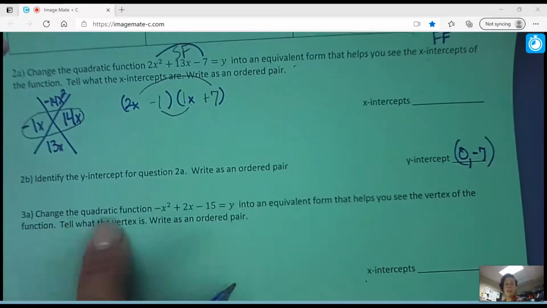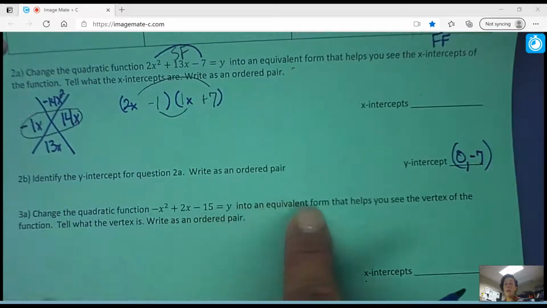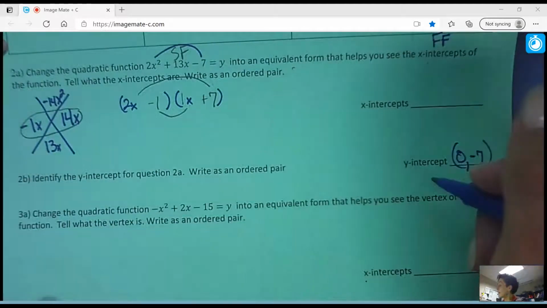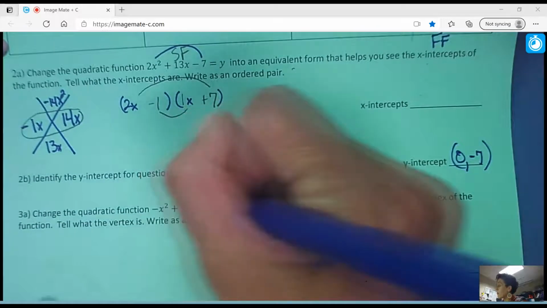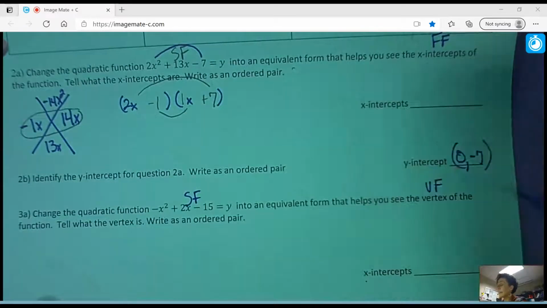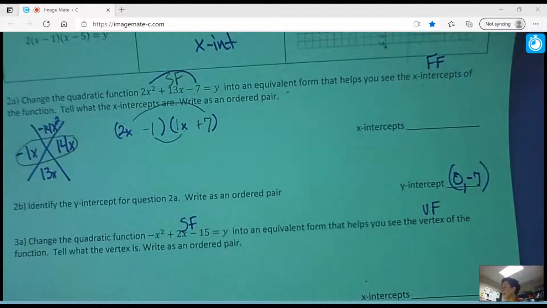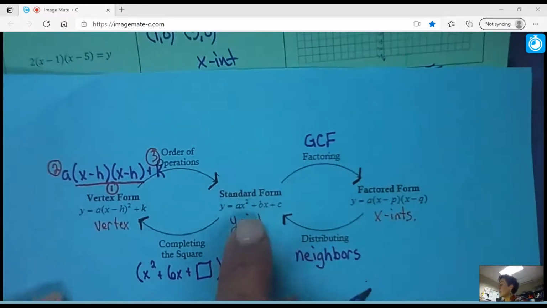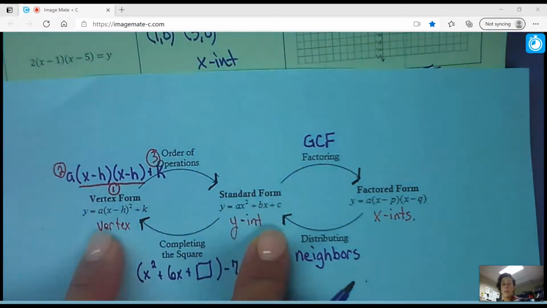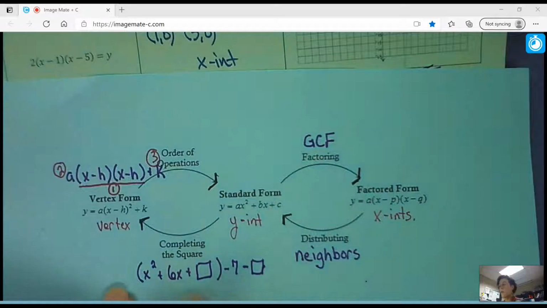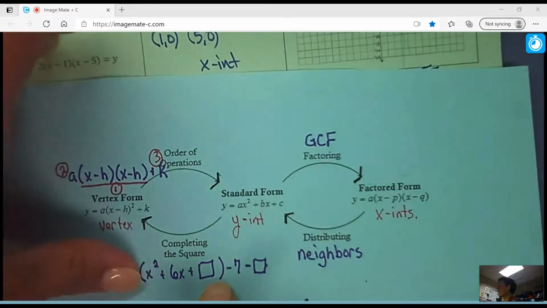This time we're going to change the quadratic function into an equivalent form that helps us see the vertex. So while we're starting in standard form here, to see the vertex, we'll need to get it into vertex form. And then we're going to tell what the vertex is, and we're going to write it as an ordered pair. So if I start with standard form, to get to vertex form, we're going to have this process of completing the square. So this is kind of an overall general look of what it looks like.